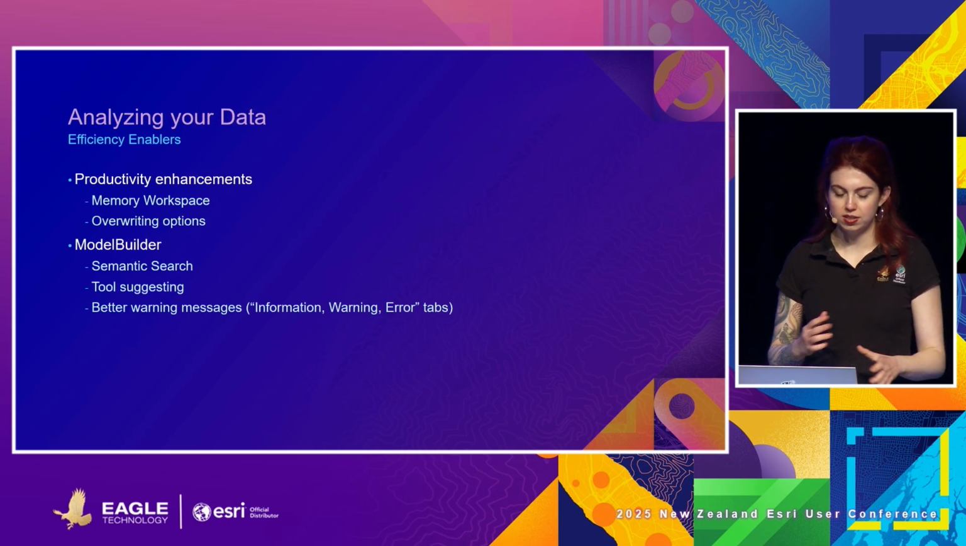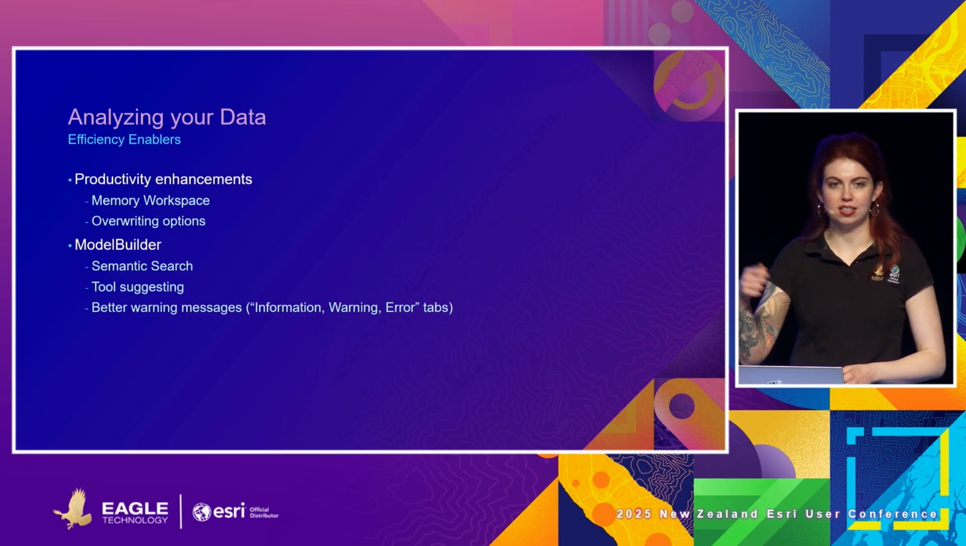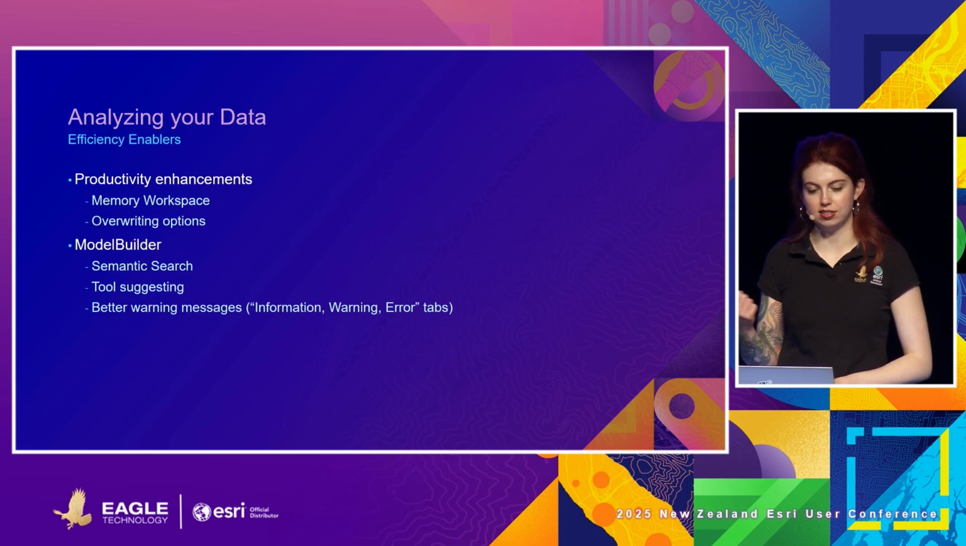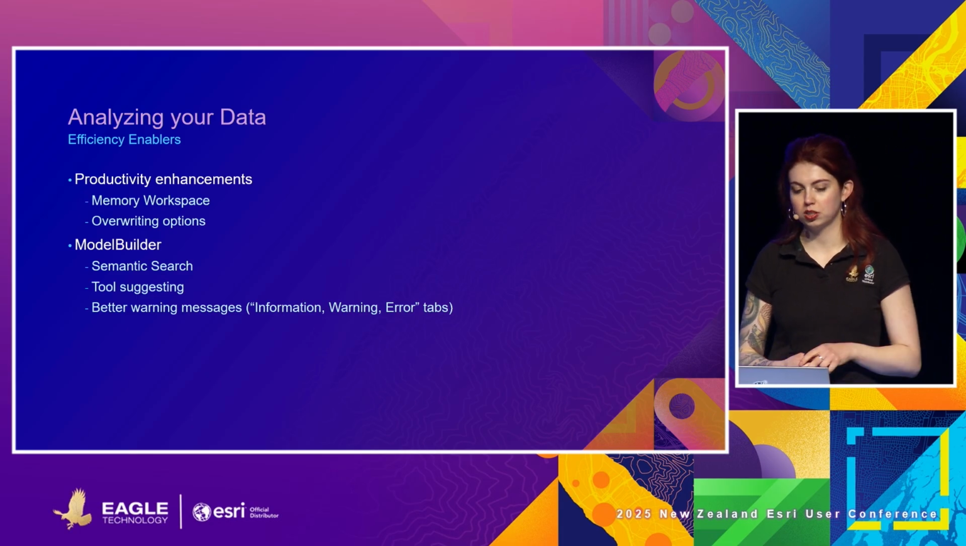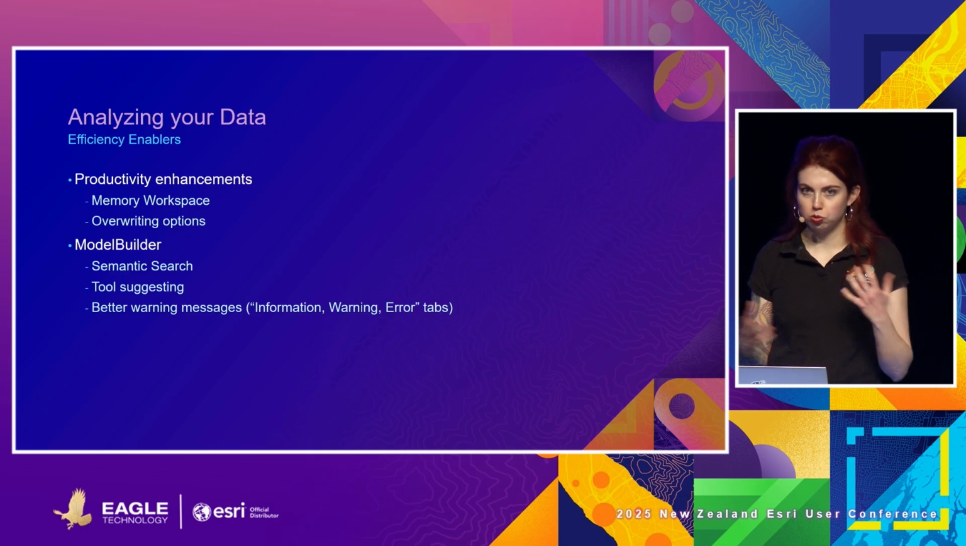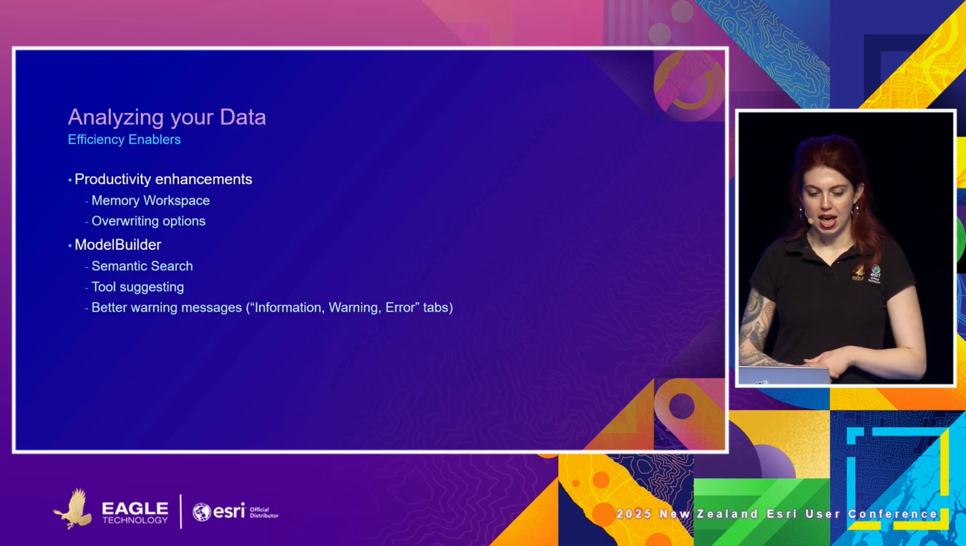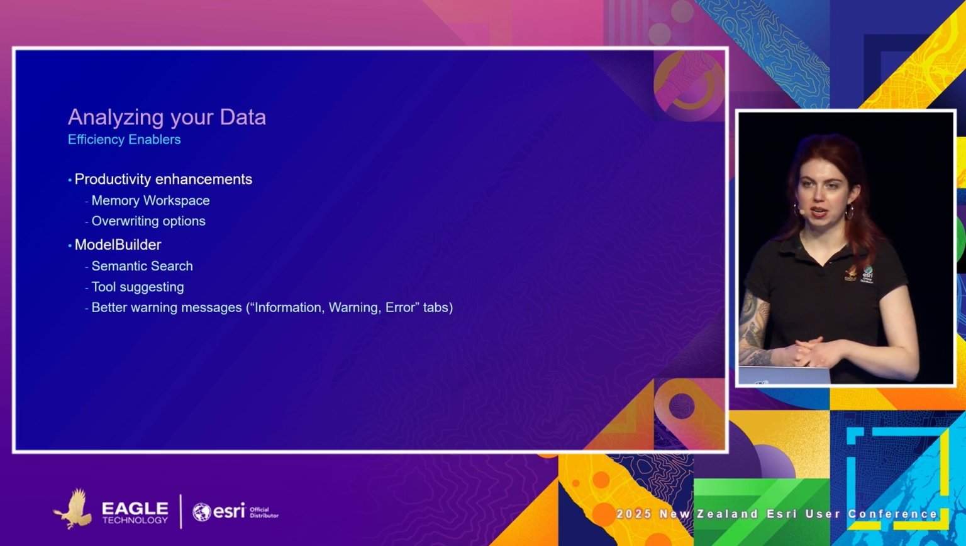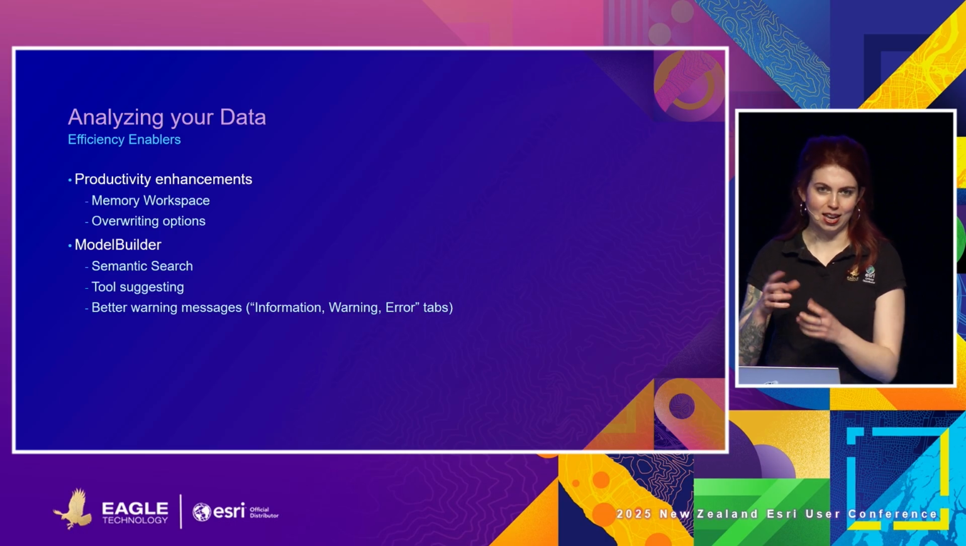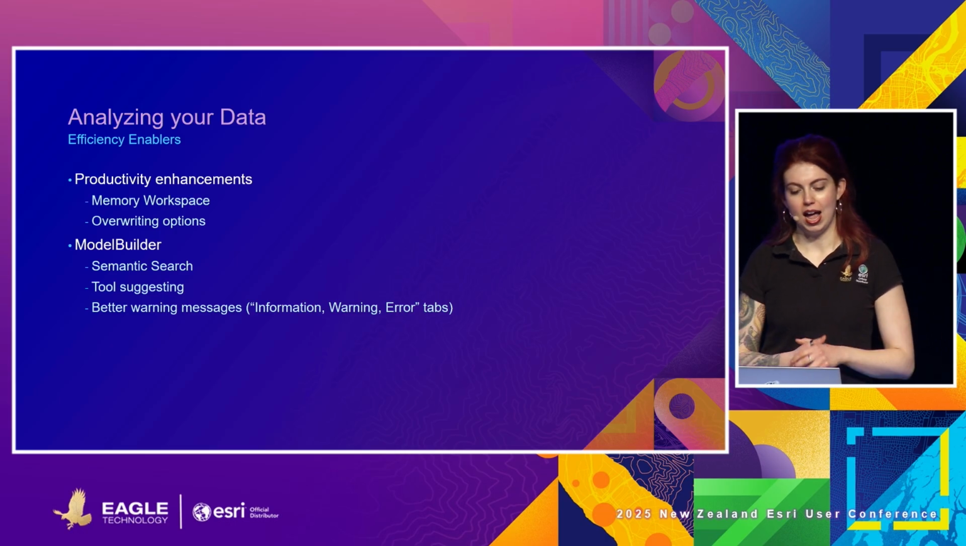And so with analysis, as I mentioned before, things are also just getting snappier. They're just getting faster, they're just getting easier. So we have the memory workspace, we have ability to overwrite, we have model builder, which we'll go into a little bit more detail on later on. Mia did mention semantic search, but we also have things like just better warning messages that make sense, that have clear labels as to what it's trying to tell you. So these are some of the improvements that have happened.